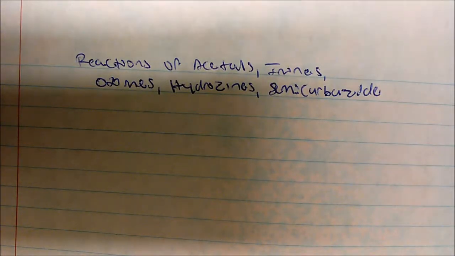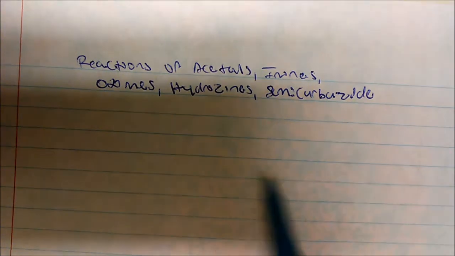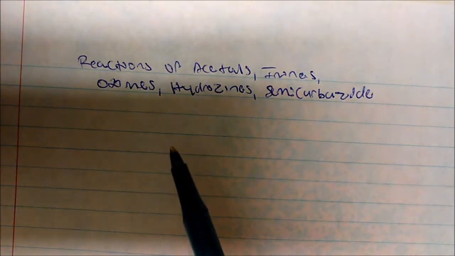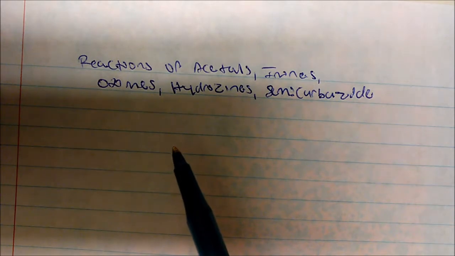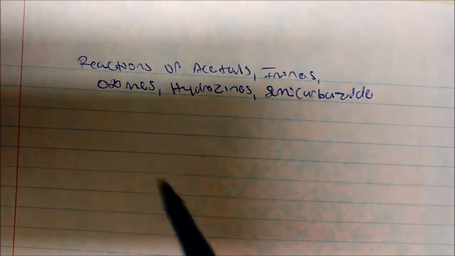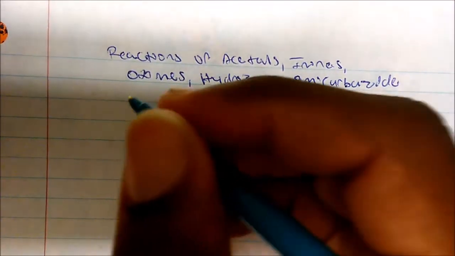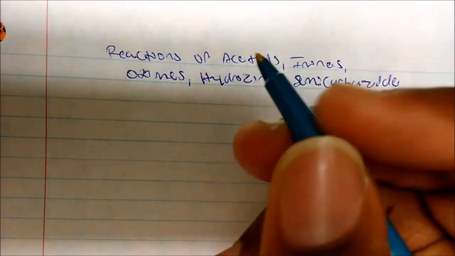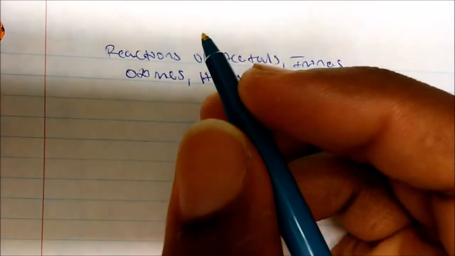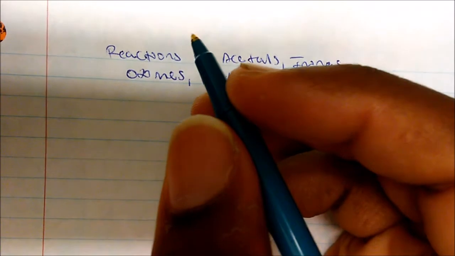In this video, I want to talk about the reactions of acetals, imines, oximes, hydrazines to form hydrazones, and semicarbazides to form semicarbazones. This video is purely about the pattern. You need to know these reactions, what products we will get, and also if we hydrolyze them backwards, what the starting materials or related products are. Okay, so let's start.